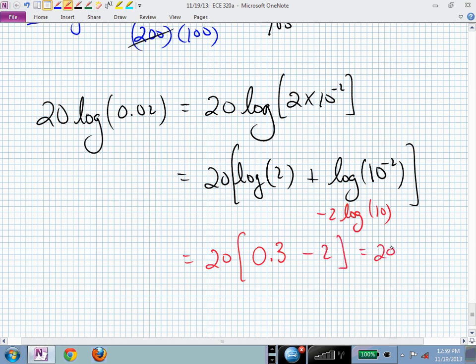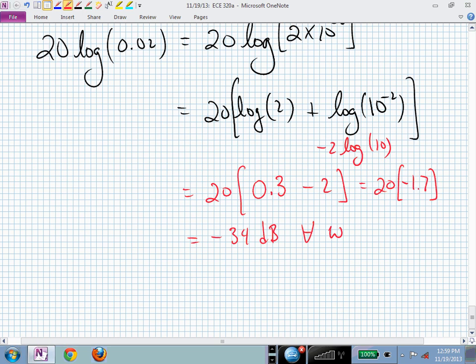This is now 20 times minus 1.7. Or this is now minus 34 dB for all frequencies. And that's now the magnitude plot due to the constant term of 0.02.